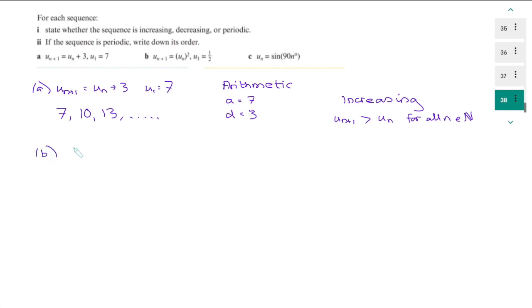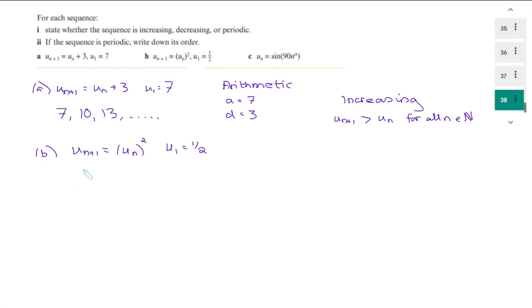Let's have a look at this. So we've got U(n+1) equals U(n) squared, and we're given a first value, U1 equals a half. So just for practice, is this arithmetic? No, we're definitely not adding the same thing each time. Is it geometric? Are we multiplying by the same thing each time? No, because we're squaring stuff. So let's see what's happening, okay?